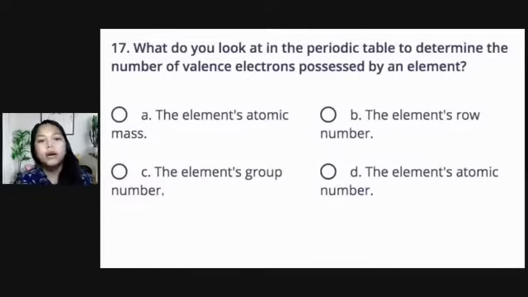What do you look at in the periodic table to determine the number of valence electrons possessed by an element? And the correct choice that we have here, sabi ni Facebook user, C, copy-copy na lang to. Okay, the correct choice here is letter C. Tama ang pagkopya ni sir, no? Or ni ma'am. So it's the element's group number. If you are looking for the element's valence electrons, you should be looking at its group number. So letter C po ang ating hinahanap.